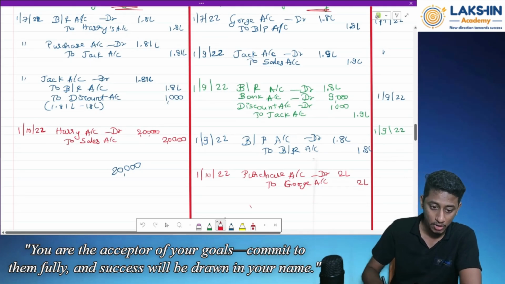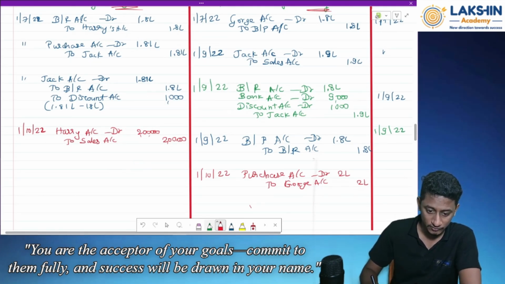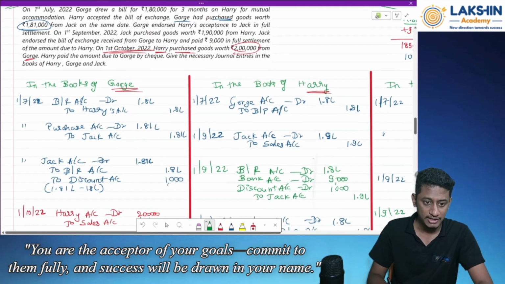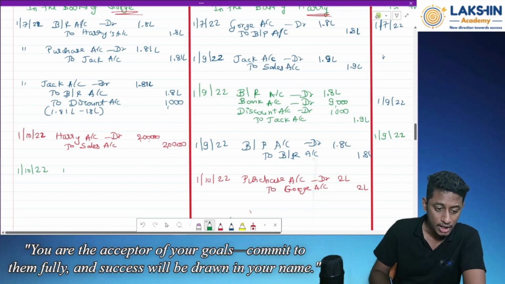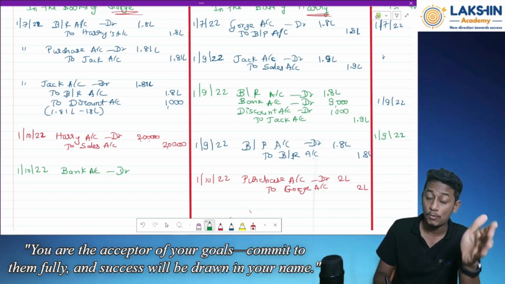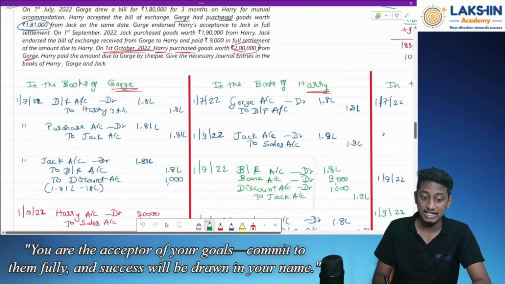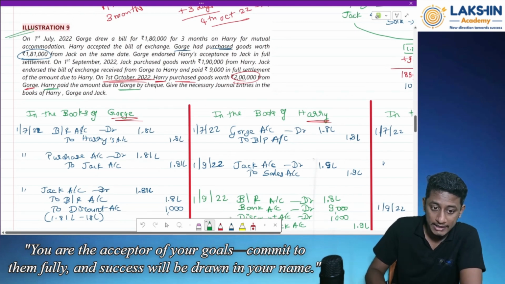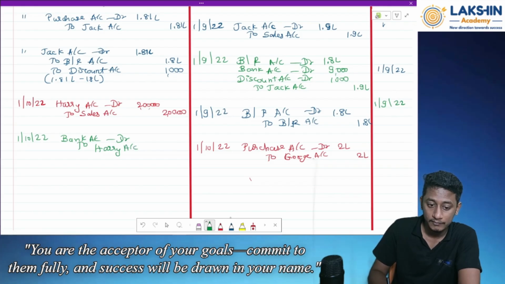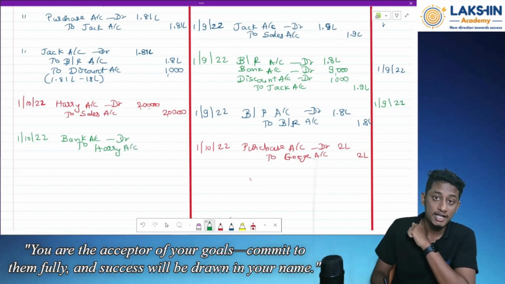So therefore, George is receiving money. That means the entry will be what? The last final entry on 1/10/22. Have they mentioned the dates? No, right? So we'll assume it to be on the same date. George is receiving the money from whom? From Harry. Harry has paid the amount to George. So in George's book, I am passing the entry as bank account debited, to Harry account, from whom I have received the money.